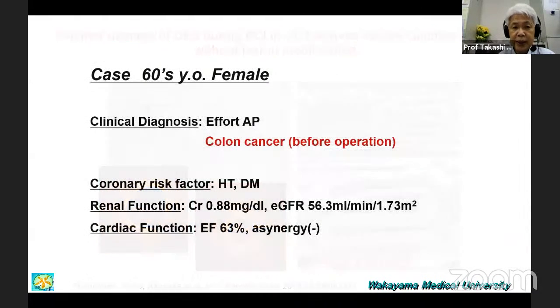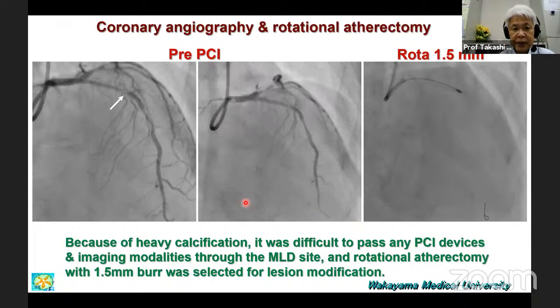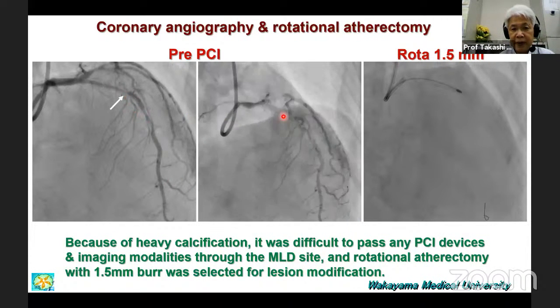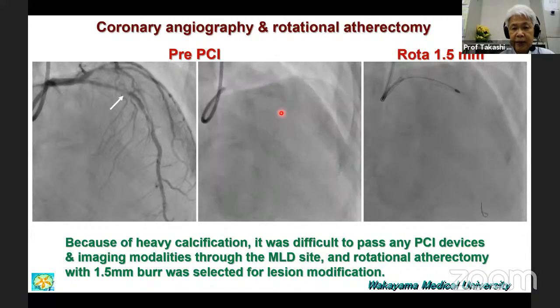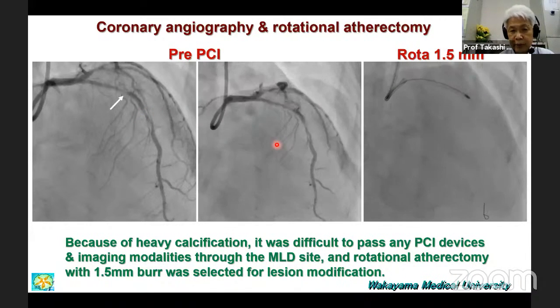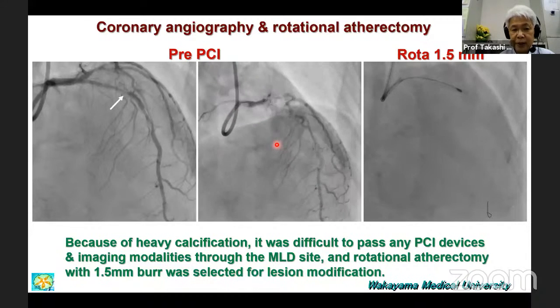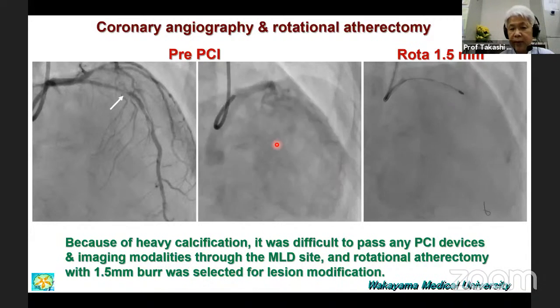So let's start the case. A 60-year-old female with effort angina had a plan to have a colon cancer operation, but she had angina. The surgeon sent her to us to check the coronary before the operation. And this is the angiography. You can identify the very tight lesion with severe calcification, and any kind of modality, including imaging modalities, could not pass through the MLD site.